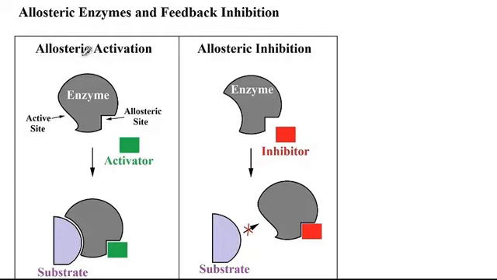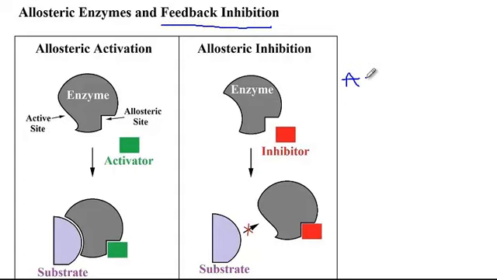Alternatively, instead of allosteric activation, there could be allosteric inhibition. In this example, the enzyme can bind to the substrate as is, but once the inhibitor binds to the allosteric site, the active site will change conformation to a form that the substrate can no longer bind. So the allosteric site can cause either allosteric inhibition or allosteric activation. And this concept is very important for feedback inhibition.